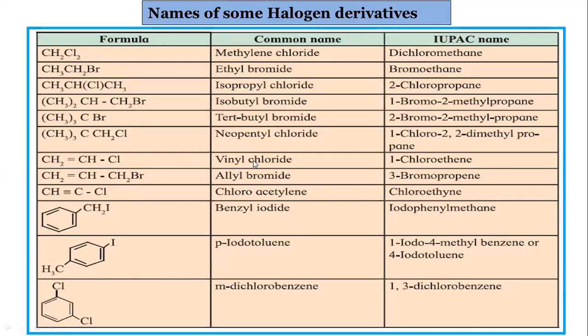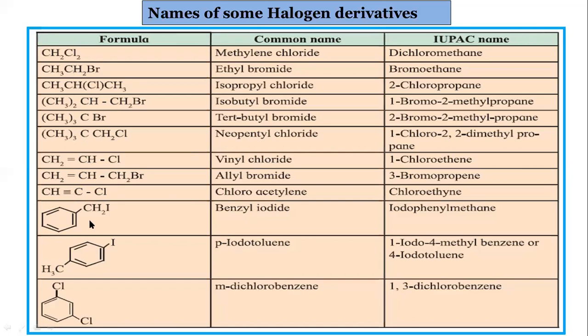See, this is an example of vinyl chloride. In vinyl chloride, the halogen is attached to an sp2 hybridized carbon. Oh, sorry, this is sp3. This is sp3, sp3, sp3. In this example, it is attached to the sp hybridized carbon atom, because it is an alkyne. This is sp3, this is sp2, because double bonded carbon is sp2, triple bonded carbon is sp, and single bonded carbon is sp3 hybridized.